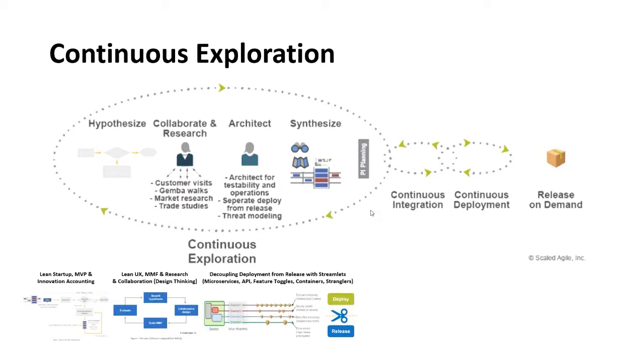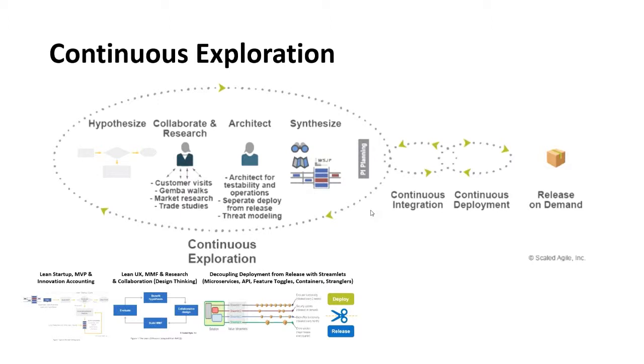And then in the architecture, we're going to decouple deployment from release. We do this with streamlets, and we use things like microservices, APIs, feature toggles, containers, and strangler patterns to enable this ability.